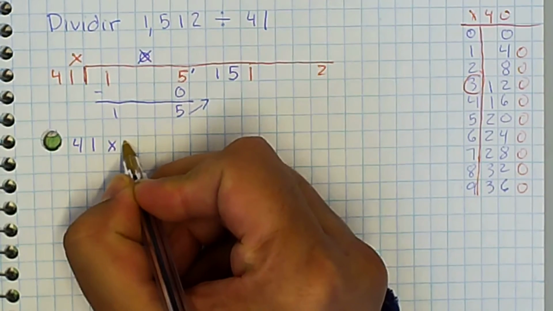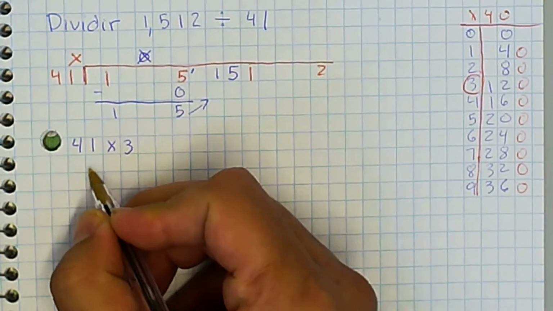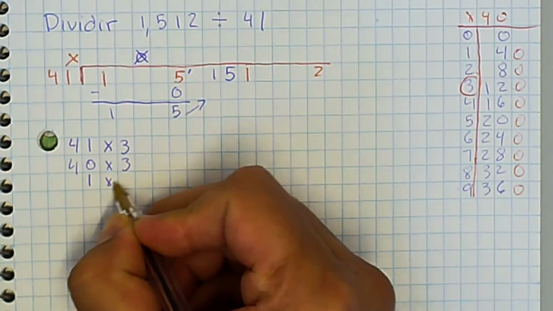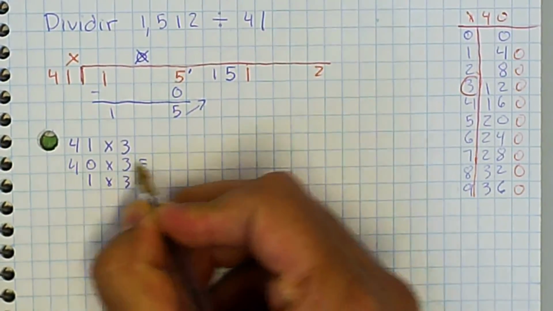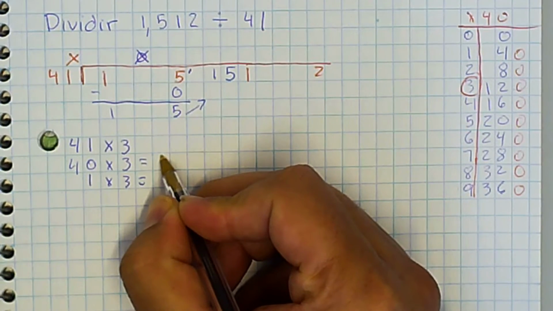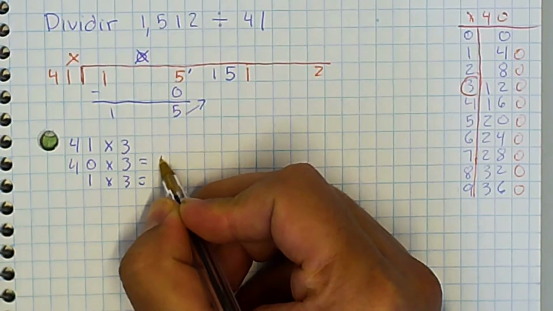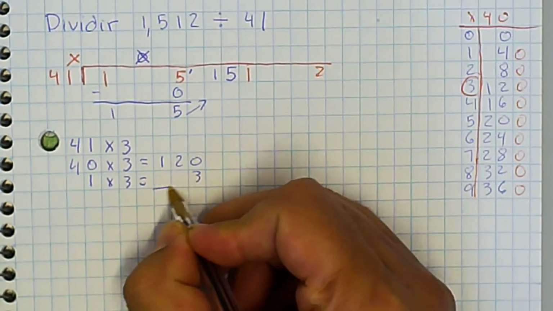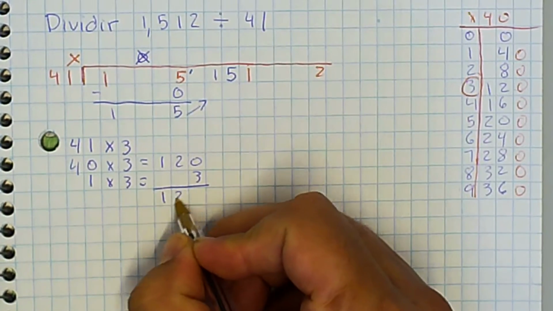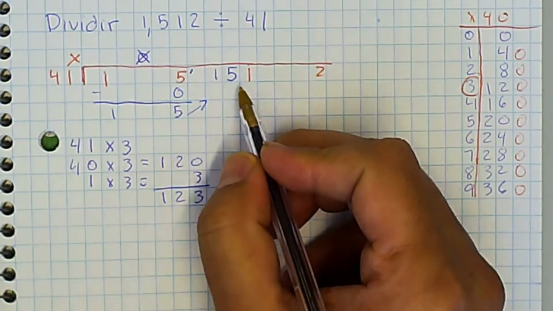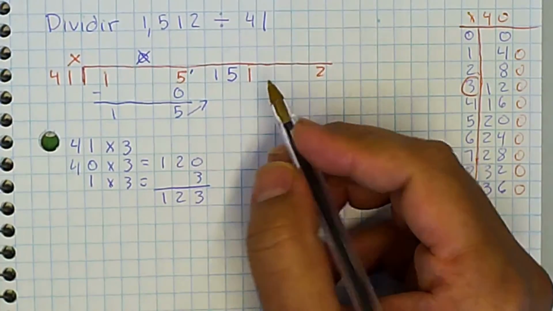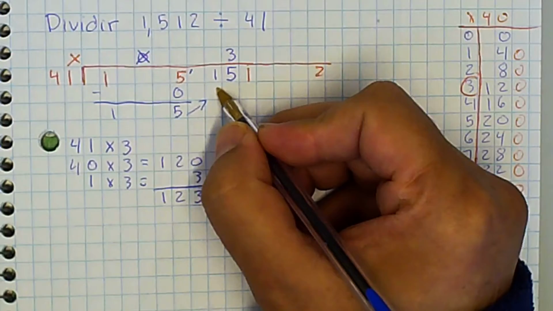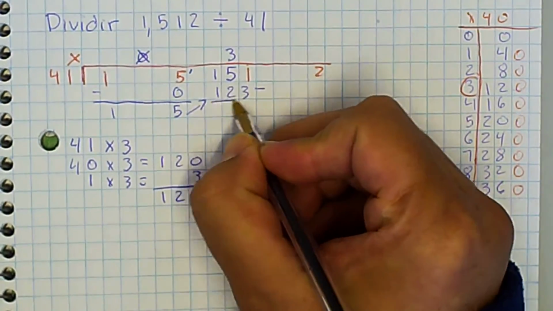So 41 times 3, and I'm going to break 41 into 40 times 3 plus 1 times 3. 40 times 3, 120. And 1 times 3, 3. And 120 plus 3, 123. So it's less than 151, so that's the number I'm going to use. So 41 times 3 is 123, and now I can subtract that.